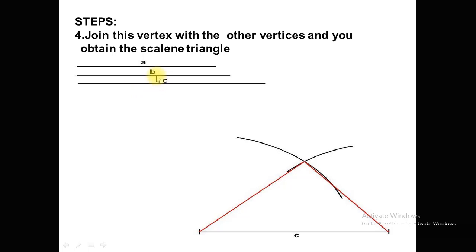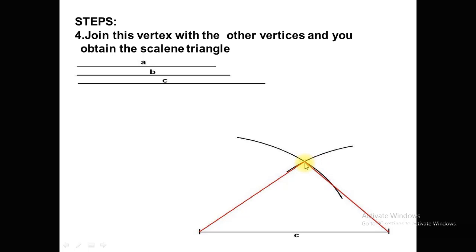Then open the compass about the length of the other side and put the compass at this endpoint. You can use this endpoint or this endpoint. So at the second stage, open the compass, suppose about the length of B, and put the compass at this end and draw this arc. And at the third stage, open the compass about the length of the side A and put the compass at this point and draw another arc.